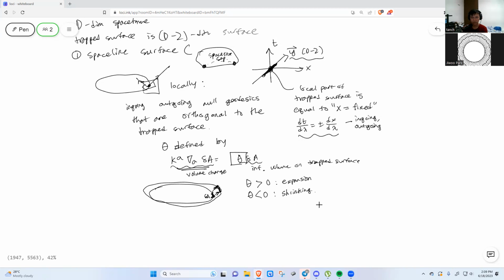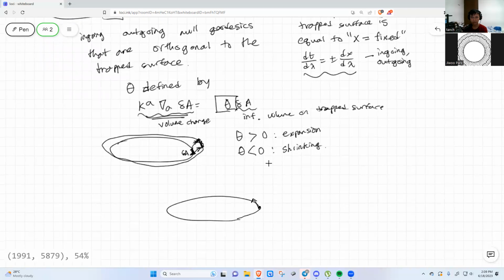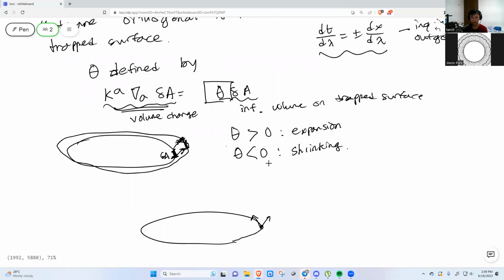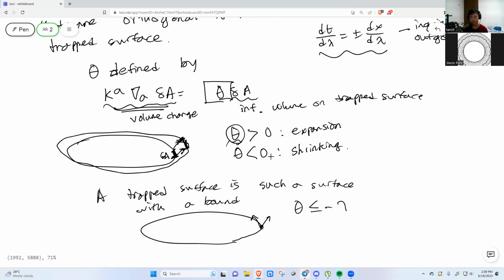So what do we mean by a trapped surface? A trapped surface is basically one for which both the ingoing and the outgoing directions, you note that theta is defined on every point of the trapped surface. It's a function of your position on the trapped surface. A trapped surface is such a surface with a bound, theta less than lambda, for both ingoing and outgoing.